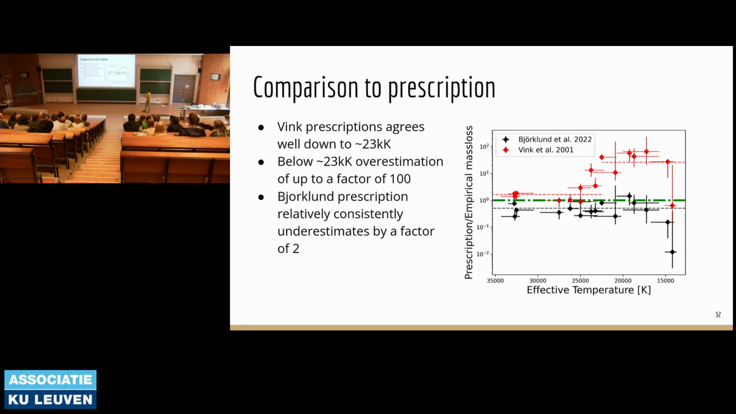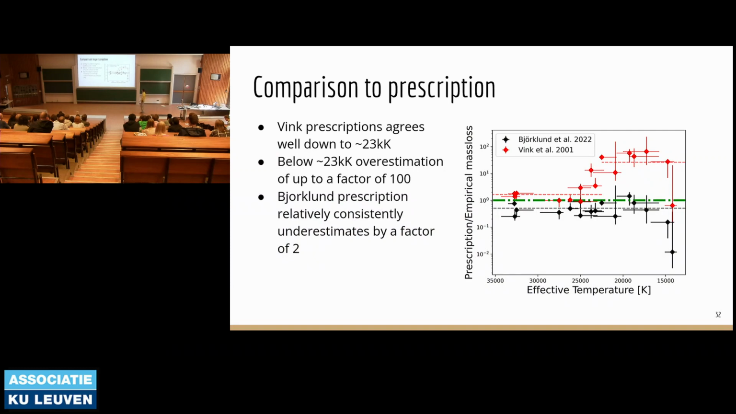And what we find is that up to this 23, 25 kilokelvin range, both the Vink and the Birken prescription do reasonably well. The Vink prescription slightly overestimates, the Birken prescription slightly underestimates, but on average, they seem to do reasonable. But once you hit this 25 kilokelvin range, where the bistability jump occurs, the Vink rates start overpredicting by up to a factor of 100.